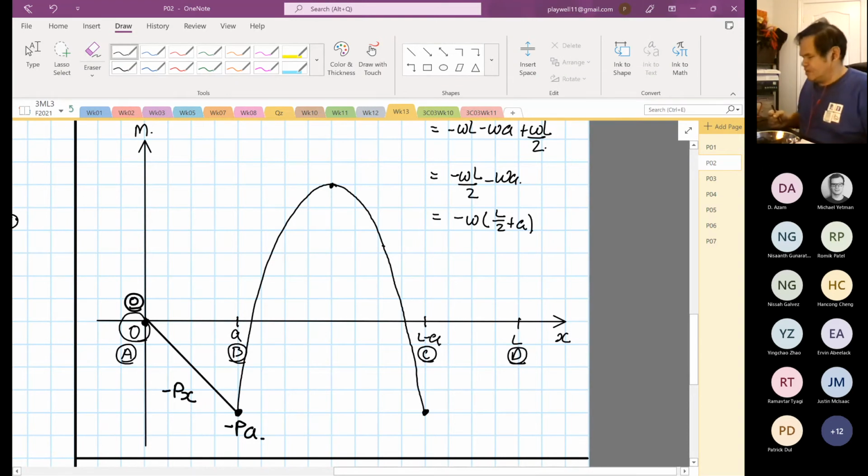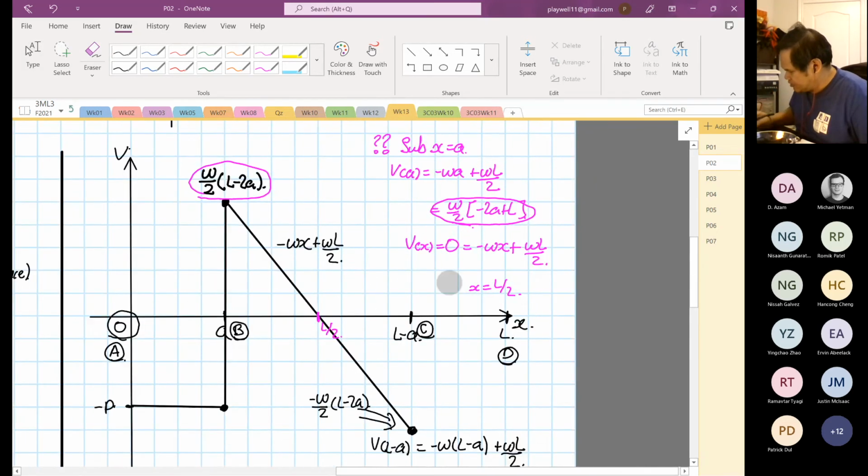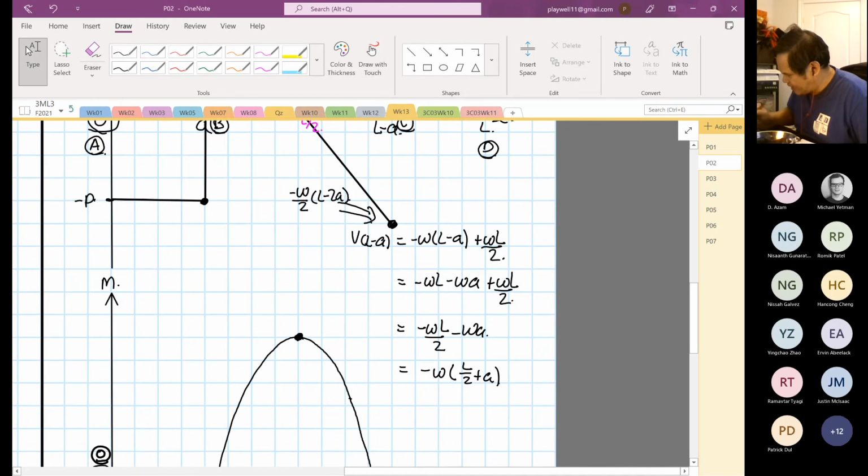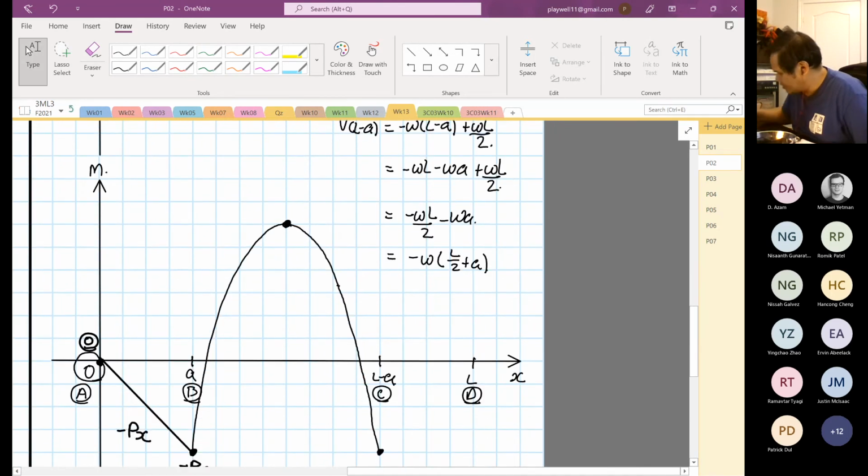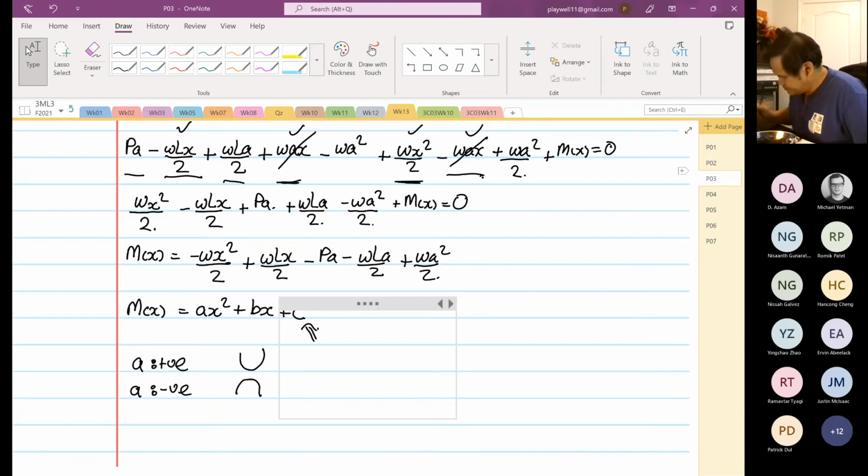Okay. So that's a set. And with that expression over there, we can also determine what is this peak value. Okay, we can determine what's that peak value. That peak value over there has to be at L/2. Yes or no? Okay, so L/2.